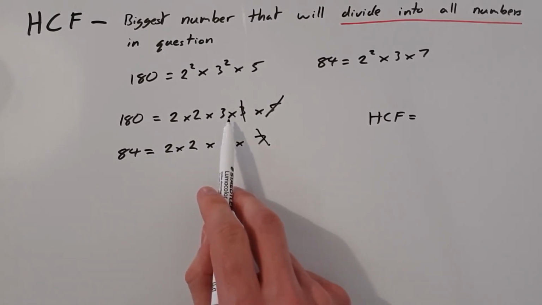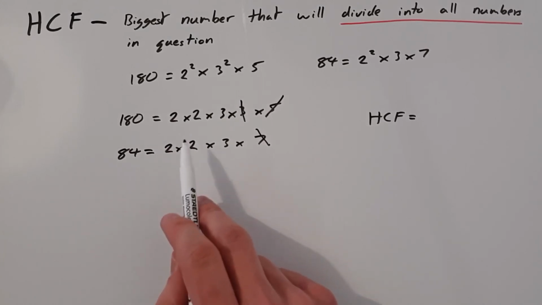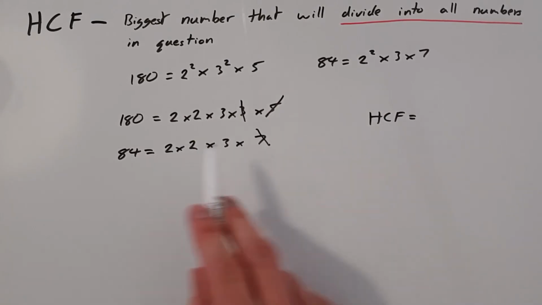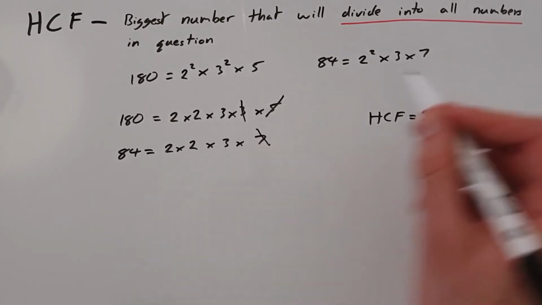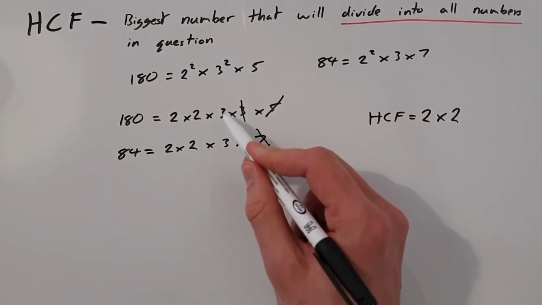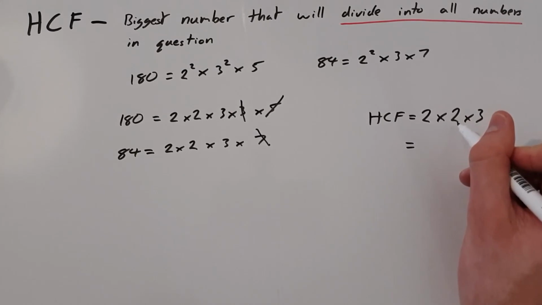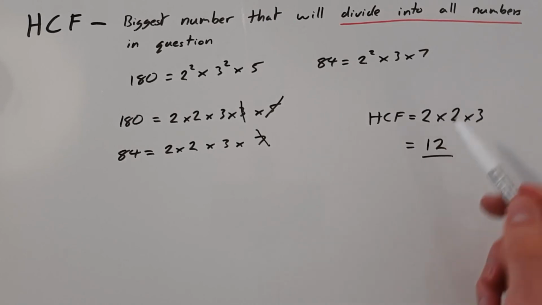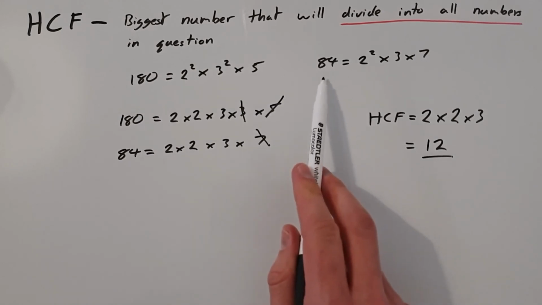And that's exactly the same as what we've got in this list as well, 2 times 2 times 3. Because we're only using each number that appears in both lists once, we'll just use these numbers once to find our highest common factor. So we've got two 2s, so we put a 2. Another two 2s, so we put another 2. And then two 3s, so we'll put a 3. 2 times 2 is 4, 4 times 3 is 12, and 12 is our answer. So 12 is the highest common factor between 180 and 84.